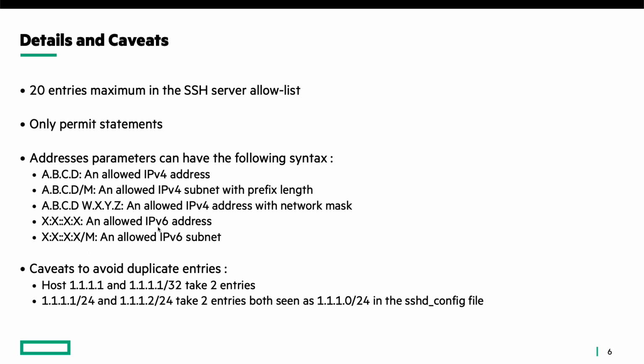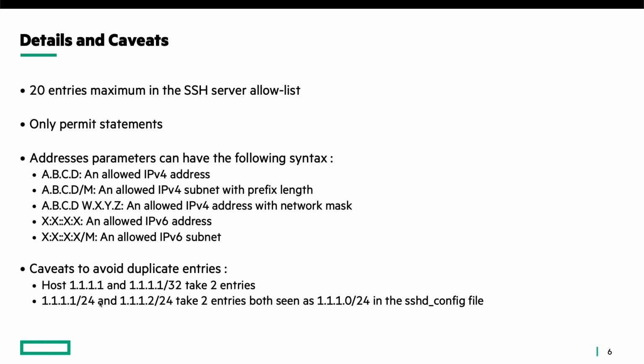There is just a caveat about not using a prefix mask, like 1.1.1.1, and using a /32. If we set the same entries, with a /32 and without, it takes two entries, so two values in the 20 entries maximum list. So make sure not to do that. It's also the same if we specify a subnet.